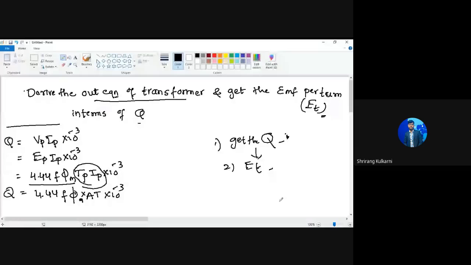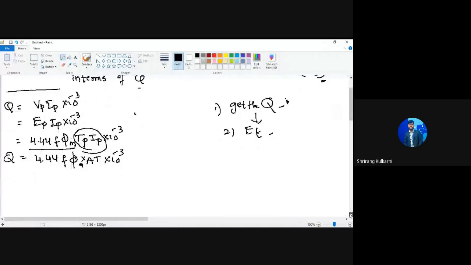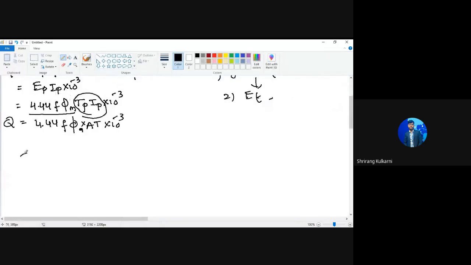Now you remember there is a small ratio present. What is that ratio? The ratio is phi m by AT, flux by mmf. That ratio, flux by AT, is constant. It is a constant ratio. Just name it as R. It is the ratio of flux by mmf, flux by AT, that is equal to R. It is a small constant.